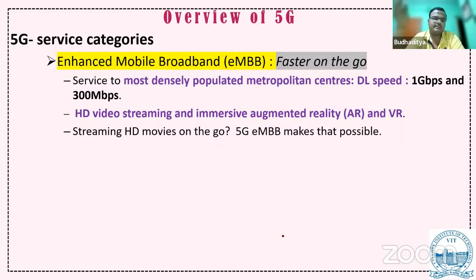The first category is enhanced mobile broadband, or eMBB. The basic motto of this is faster on the go. I think I have already shown you in the previous slide that the speed we are expecting out of 5G is humongously high. Also, one of the unique features added with 5G is augmented reality. I don't know how many of you are familiar with this, but we are using augmented reality in some way or another at VIT as well while teaching in classes.